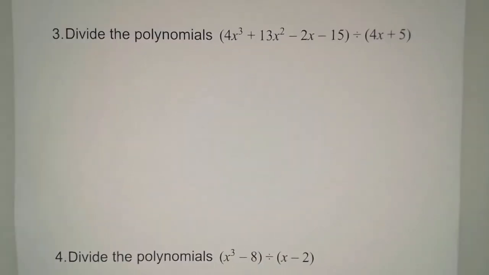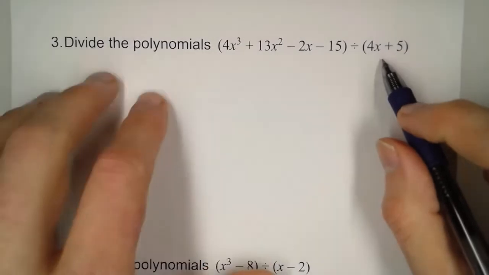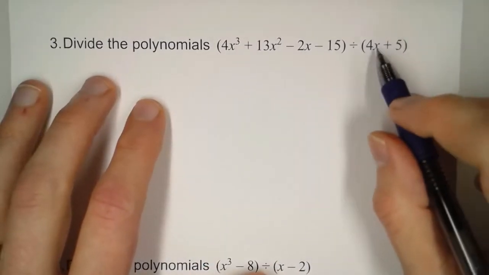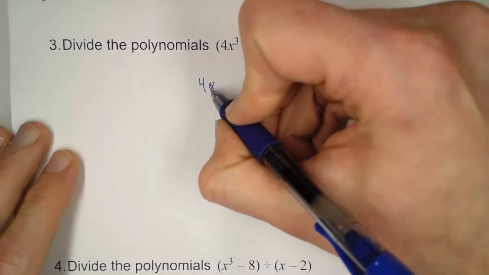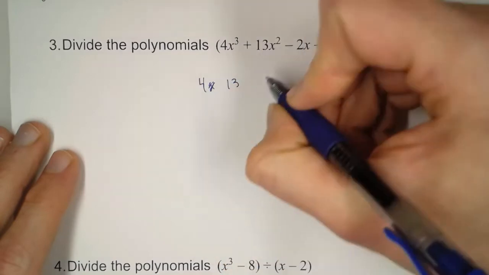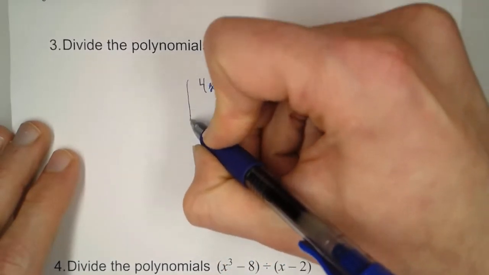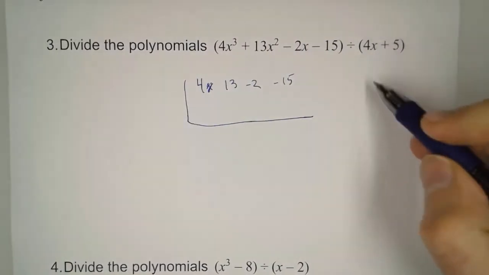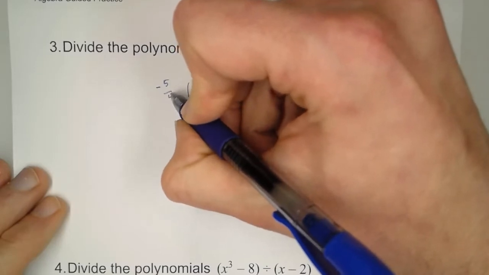So here, now this is often an issue with synthetic division. When you have a number over here that's going to be a fraction. So let's work this out. 4, whoops, nope, don't need the x cubed, just need the 4. Then 13, -2, and -15. Now, what number makes this 0? Well, that's going to be -5/4.